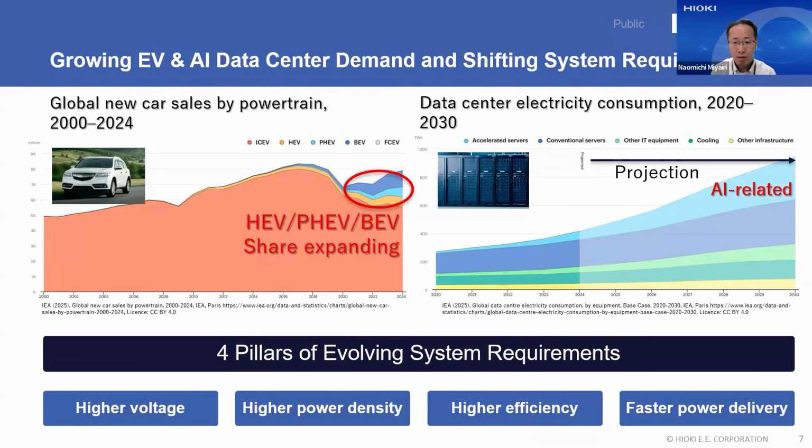And fourth, faster power delivery. There's growing demand for power systems that can handle the rapid load transients you see in autonomous driving and AI data servers. So the takeaway here is that the expansion of EVs and AI data centers is fundamentally changing what's expected from these systems. So next, let me walk you through the changes and challenges at the power supply and the system level more in detail.